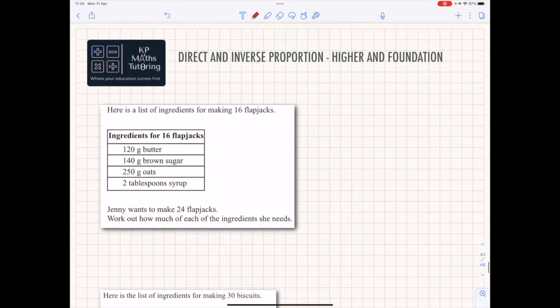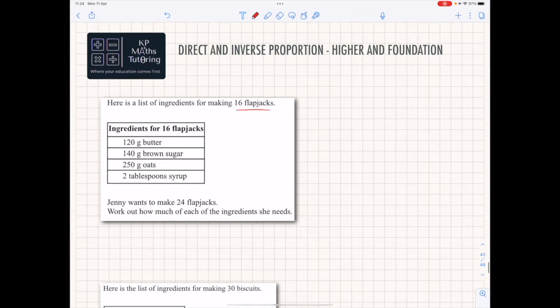Moving on now to, again, Foundation and Higher, an example of ratio and proportion questions, but they come up in recipe questions. So Jenny wants to make 24 flapjacks. This is the ingredients for 16. The reason that this is a direct proportion question is because I know for 16 flapjacks, I need 120 grams of butter.